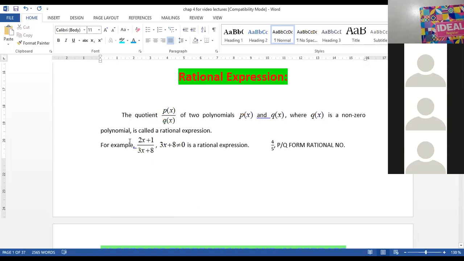If one of the terms, either in the numerator or in the denominator, is not a polynomial, it will not be a rational expression. So keep in mind that rational expressions must contain two polynomials, one in the numerator and another in the denominator.